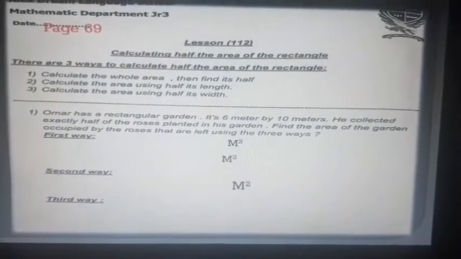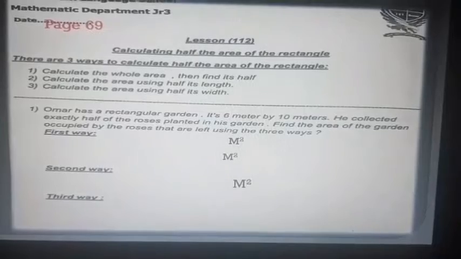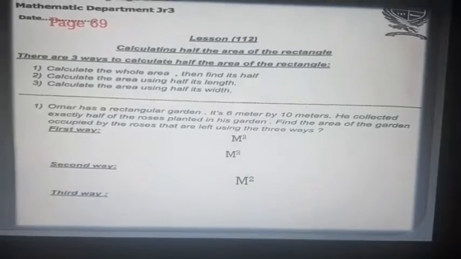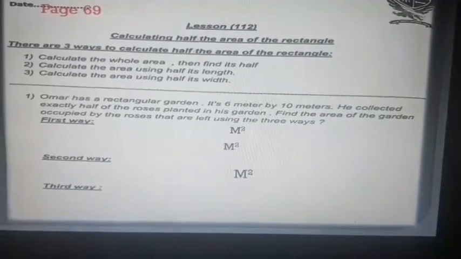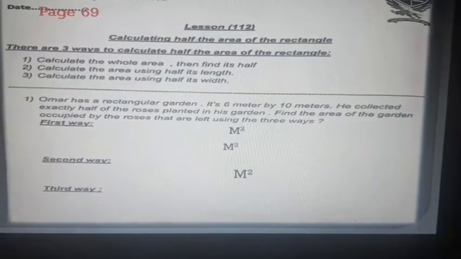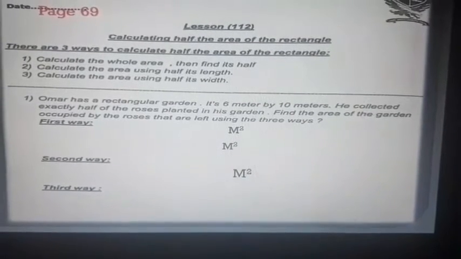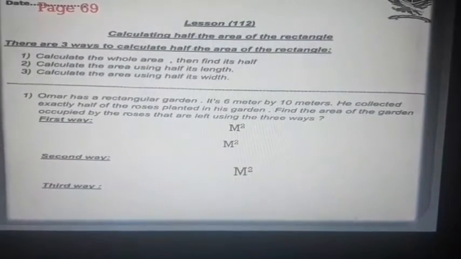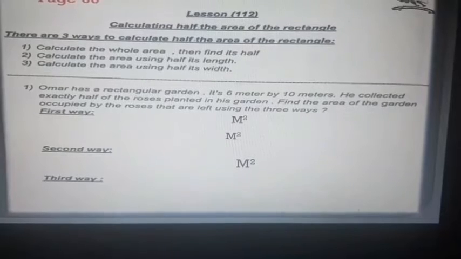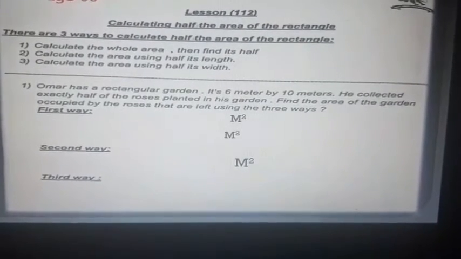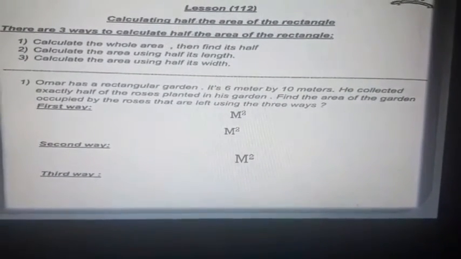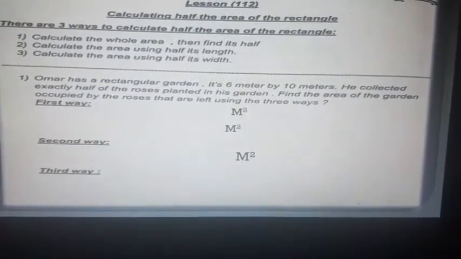Okay, let's start with example number 1. Here it says Omar has a rectangular garden. It's 6 meters by 10 meters. He collected exactly half of the roses planted in his garden. Find the area of the garden left with the roses using the 3 ways. He wants here to get the area left. Okay, by 3 ways.